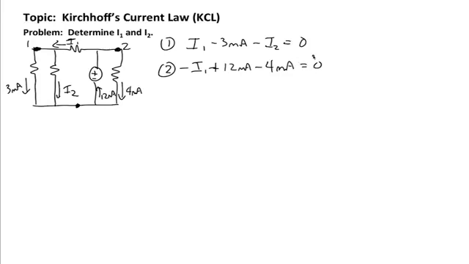So we can see that we can solve for I1 and then ultimately for I2. So I1 in this case is going to be 8 milliamps. And if I1 is 8 milliamps, then I2, using equation 1, turns out to be 5 milliamps.